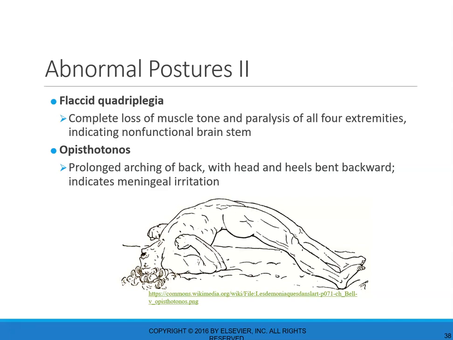Flaccid quadriplegia is complete loss of muscle tone, and there's paralysis of all four extremities. Opisthotonos is a prolonged arching of the back, as you see in the picture here, with the head and heels bent backwards. It indicates meningeal irritation.